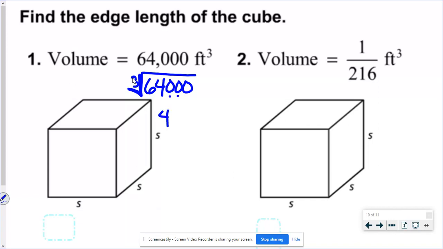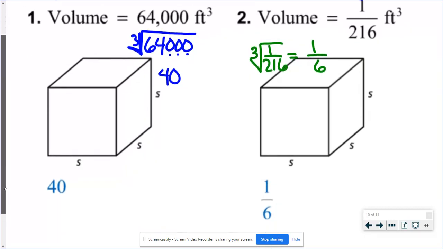And I have 3 zeros in here. I'm going to divide that by 3 and I get 1 zero in my answer. So this is going to be 40 for each side. They would be 40 feet on each one of them. And for this problem, I would have the cube root of 1 over 216. Well, the cube root of 1 is 1, and the cube root of 216 is 6. So each of those sides would be 1/6 of a foot.